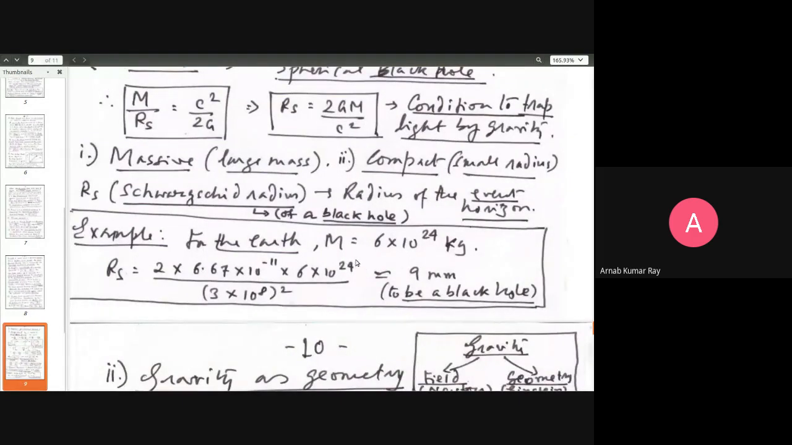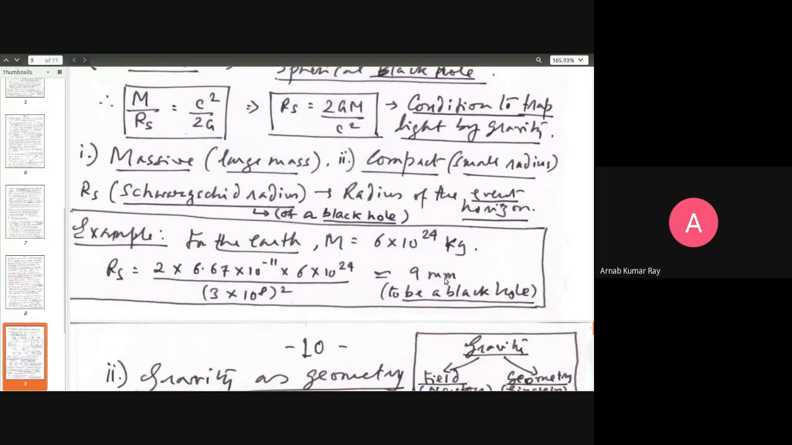For instance, here I've just done a little calculation for you. For the Earth, the mass is 6 into 10 raised to 24 kg, right? The Earth does not trap light. But if you want to make the Earth trap light, just give me a minute, I'll finish this discussion. You'll have to squeeze all of the Earth's mass, all of 6 into 10 raised to 24 kg, all the world's oceans, mountains, continents, human beings, animals, pyramids, buildings, everything, into a radius of 9 millimeter.